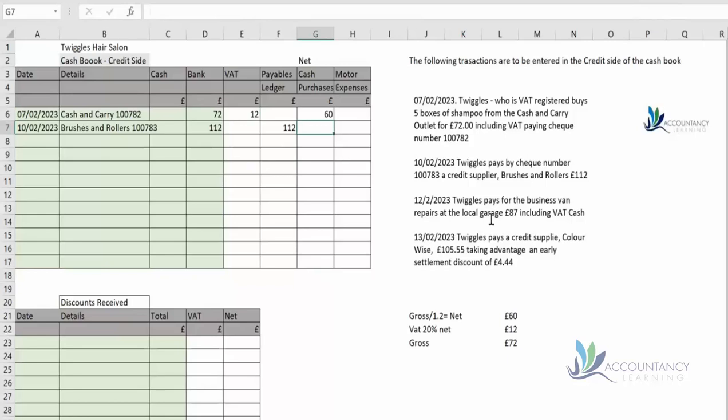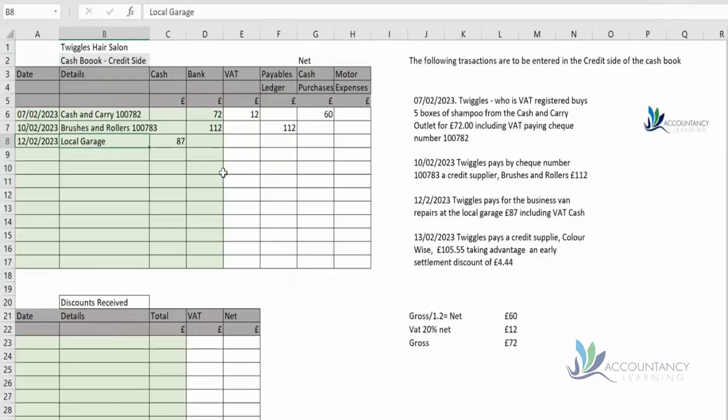On the 12th of February 23, Twiggles pays for the business van repairs at the local garage, £87 cash that includes VAT. So go to our cash column, £87 into the cash column. Because we've paid the local garage, cash of £87 on the 12th of February 2023.